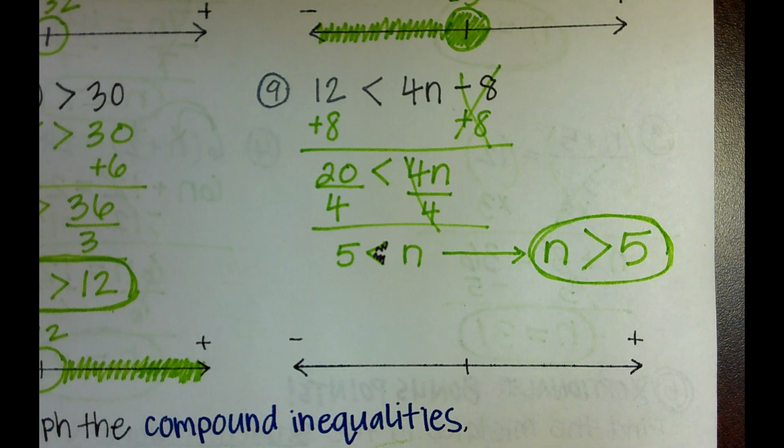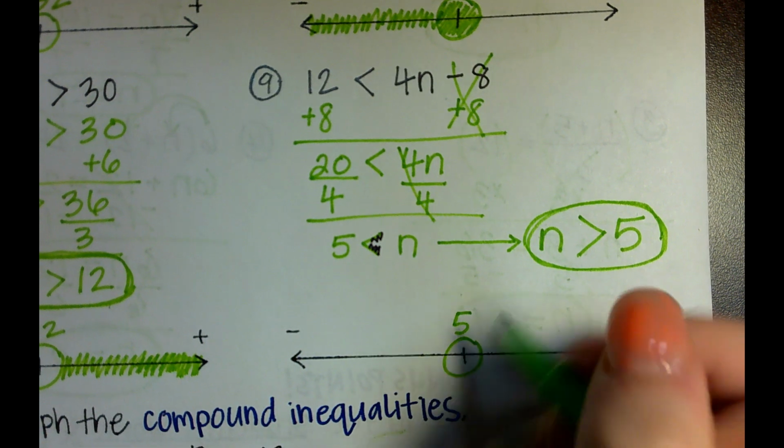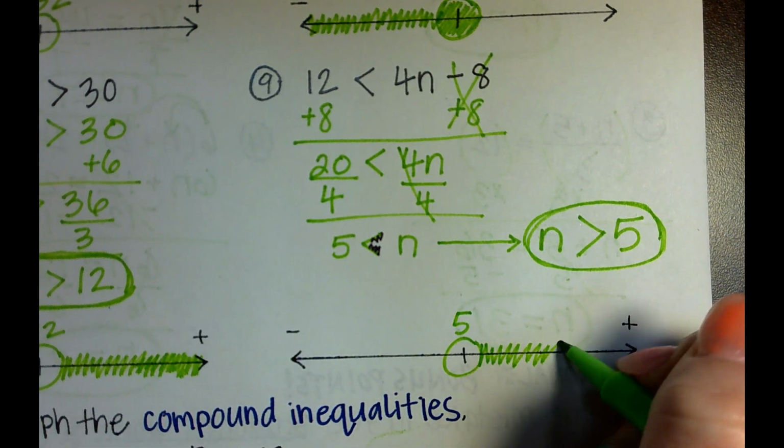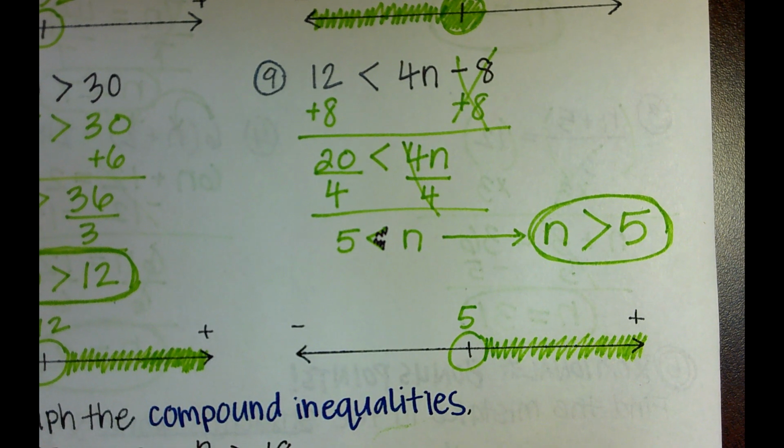Okay. Let's put the 5 down. Bullet. Circle. Shade to the right. Shade to the right for greater than. Perfect. Okay. Questions on number 9?